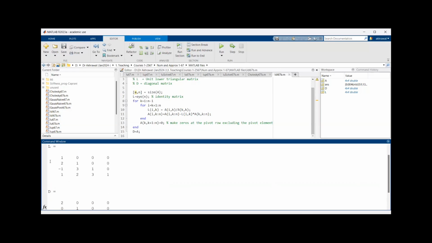Okay, here's my L. L is the unit lower triangular matrix with the elements. Now this is the M1 inverse. This is M2 inverse. And so on, M3 inverse. You can verify that L, this is my diagonal matrix D. L multiplied by D multiplied by L transpose will give you the original matrix A.